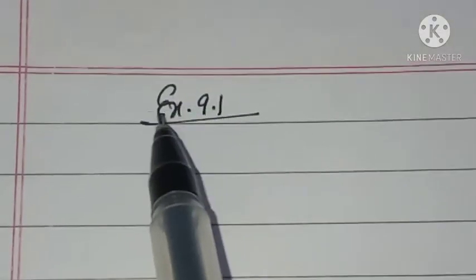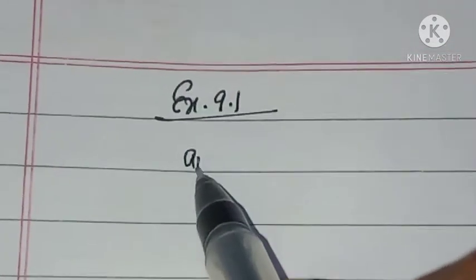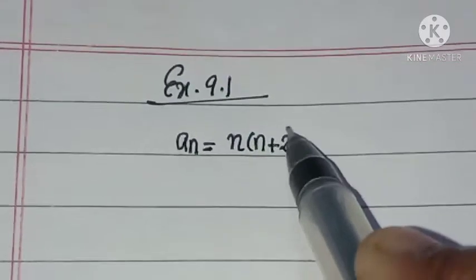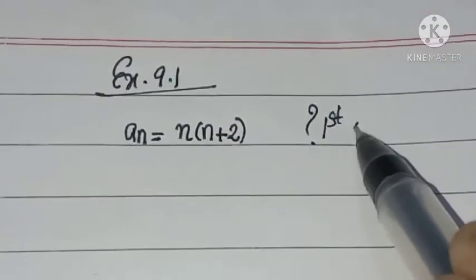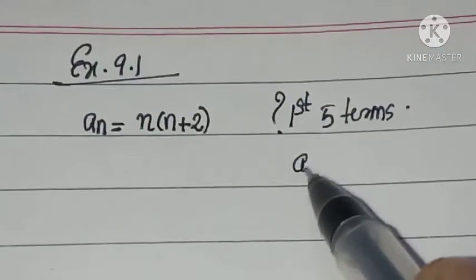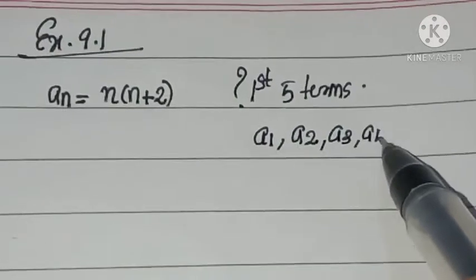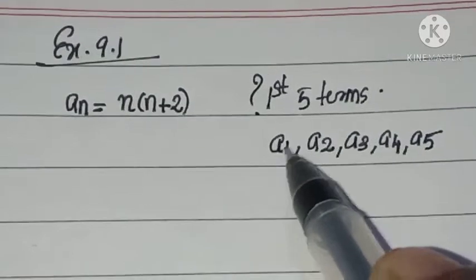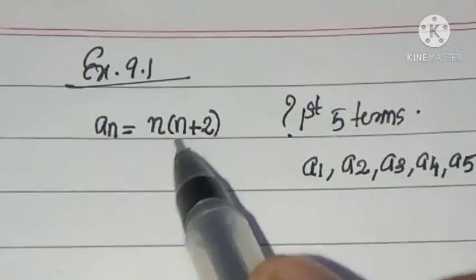Now see exercise 9.1. In exercise 9.1, the nth term an is given. Suppose an equal to n into (n plus 2). Our question is, what are the first 5 terms? First term a1, second term a2, third term a3, fourth term a4, fifth term a5. So we need to find a1, a2, a3, a4, a5. For this an is given.